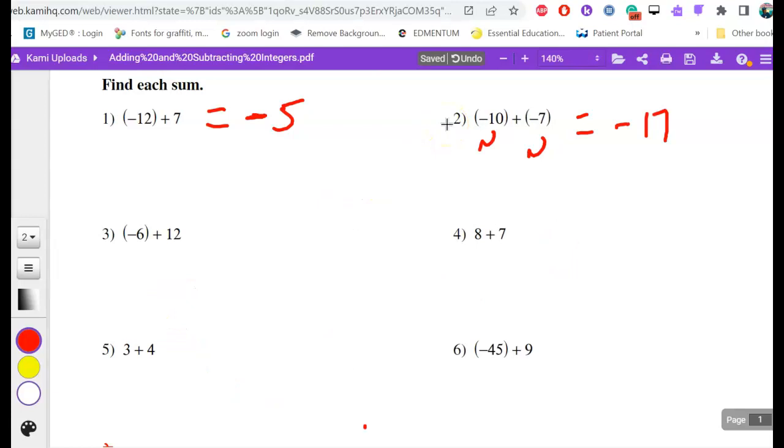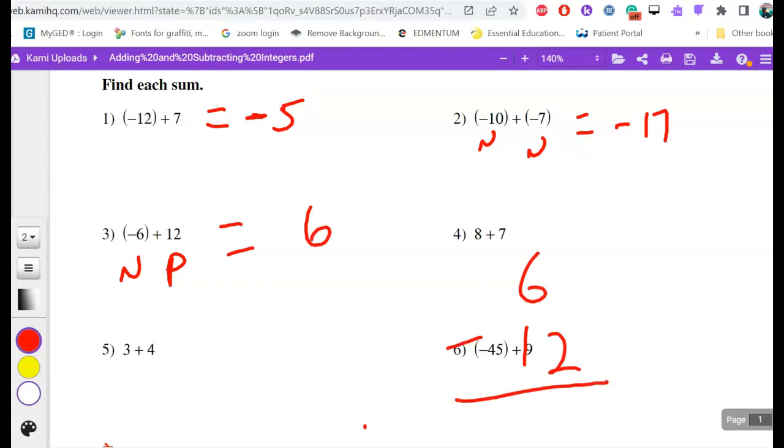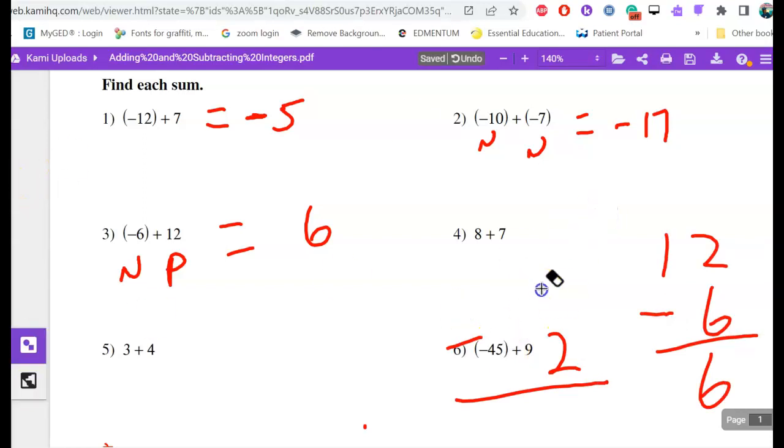Here we go with number 3. I have a negative and a positive. Remember, with a negative and a positive, we first subtract. The difference between 12 and 6 is 6. Again, don't forget, I am not doing it like this in my head when I subtract. I'm doing it like this, so I can see the difference easier. Don't make it harder on yourself.